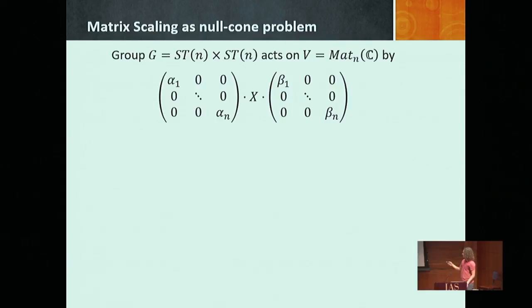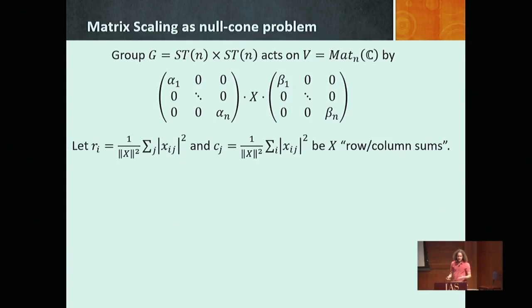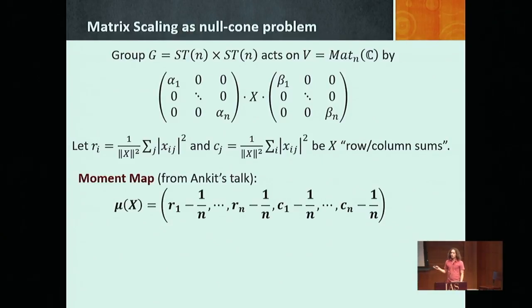So we have this group action, and now we will define the row and column sums as being the L2 norm of the rows and the L2 norm of the columns, right? And we're going to normalize because we want to go to 1 over n, right? So think of it essentially the same way as we thought in the previous slide. These Ri's are the row sums, and the Cj's are the column sums of X. And by Ankit's talk, we saw that the moment map of X was exactly R1 minus 1 over n up to Rn minus 1 over n. So it's essentially saying the moment map is going to be 0 if and only if I'm in a doubly stochastic position, right?